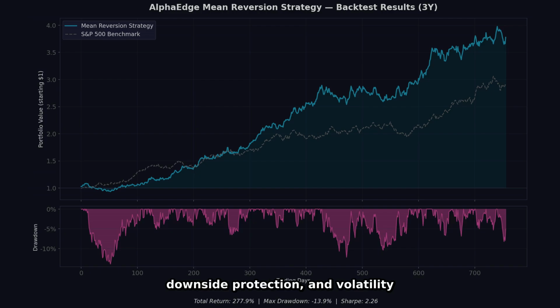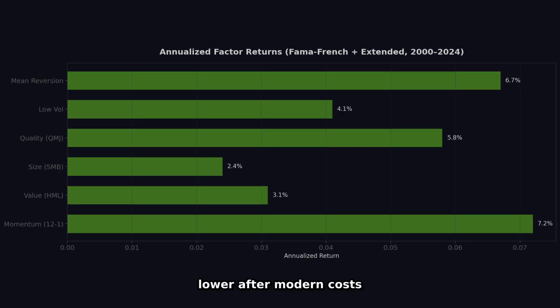That's why these strategies can potentially hold up even in down markets, providing what Fidelity calls downside protection and volatility dampening. Quantpedia summarizes a simple distance-based stock pair strategy with average annualized excess returns of about 10 to 11% in backtests, again with low market correlation. Real-world performance will be lower after modern costs and competition, but the principle holds.